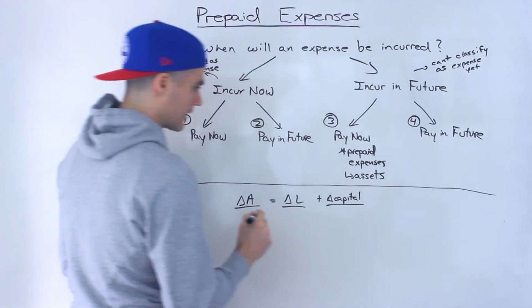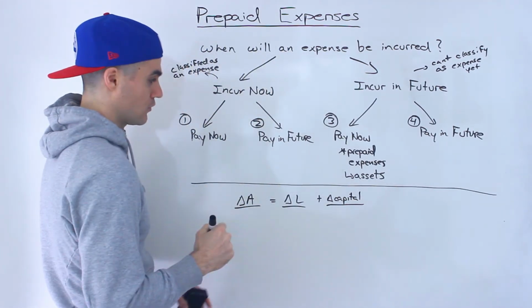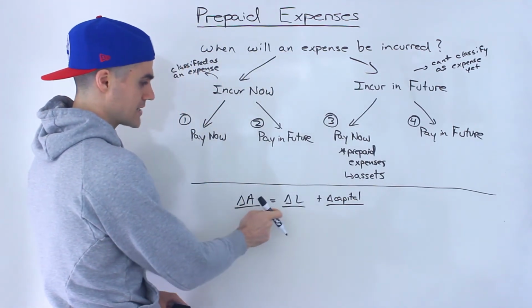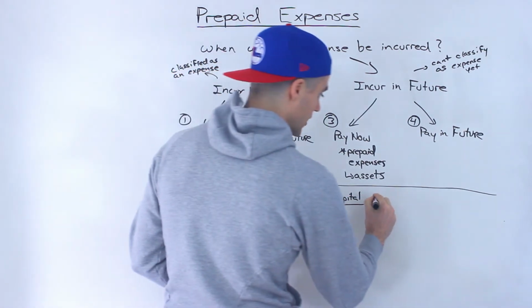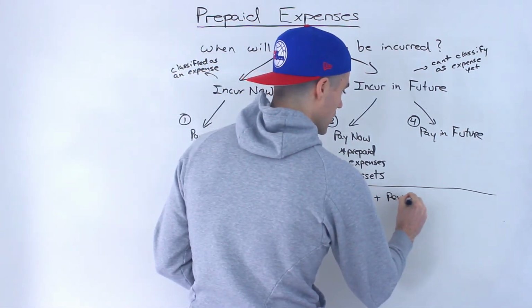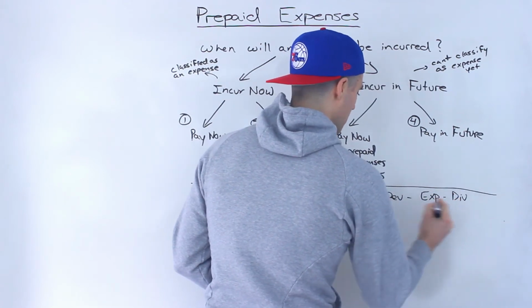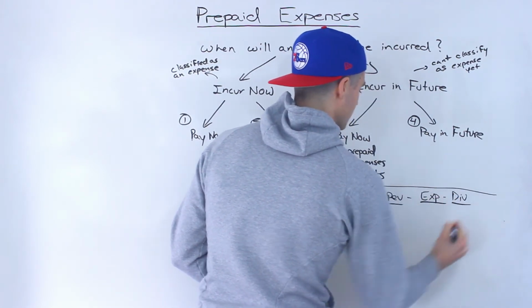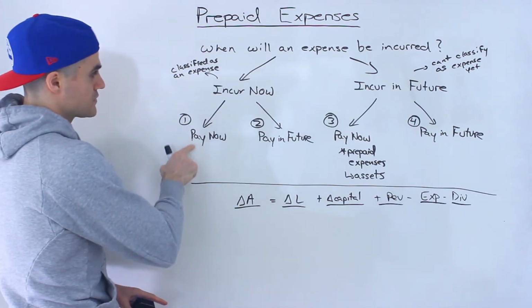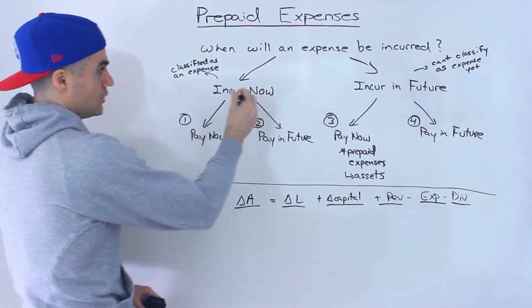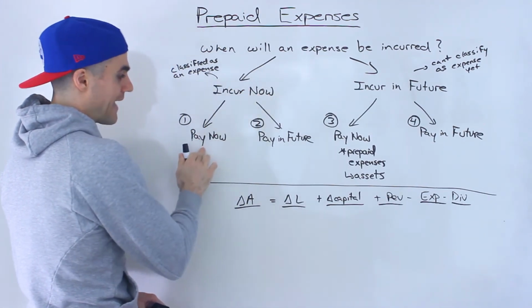So I'm going to write out that accounting equation that we've been using for the double entry accounting. Change in assets equals change in liabilities plus change in capital plus revenue minus expenses minus dividends. So in this first case, you incur an expense now and you pay for it now.